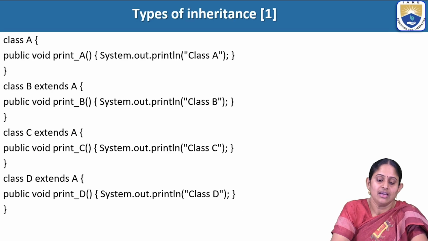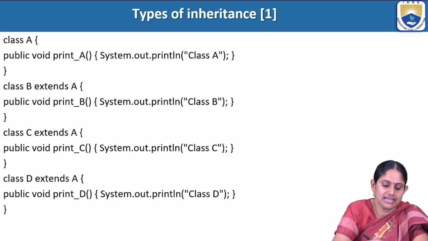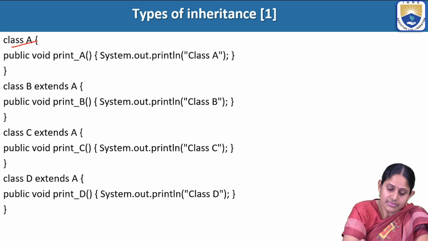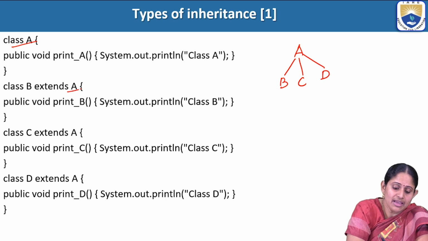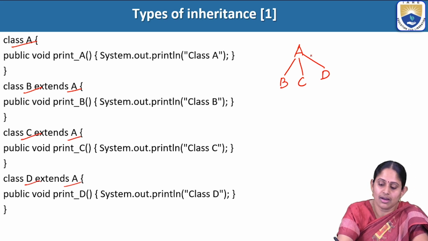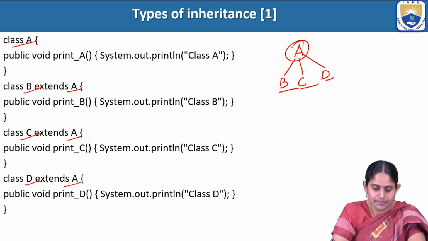Next we have the hierarchical inheritance, wherein we have class A. From class A, class B is extended, class C is extended, and class D is achieved. So from A, class B and class C are achieved, and class D is also obtained from A. All these three classes will have the properties of class A.